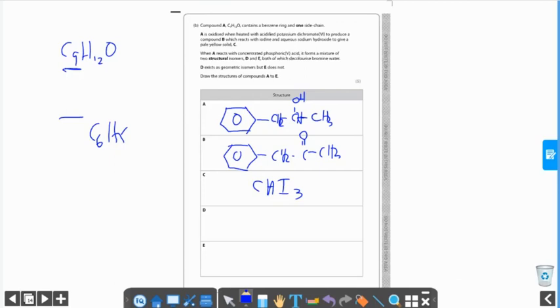When A reacts with concentrated phosphoric acid, which is an elimination reaction, a mixture of 2 structural isomers, D and E, forms, both of which decolorize bromine. That means a double bond is formed. Now the question is, how does the elimination take place? Will the OH go with the corner hydrogen to give a 1-ene, or will the OH go with the left side? Which one? Left side, yes.